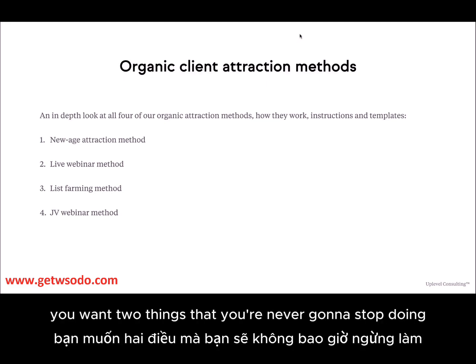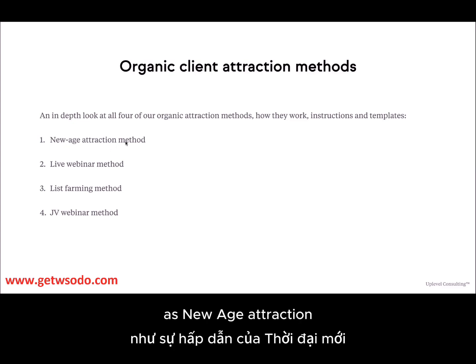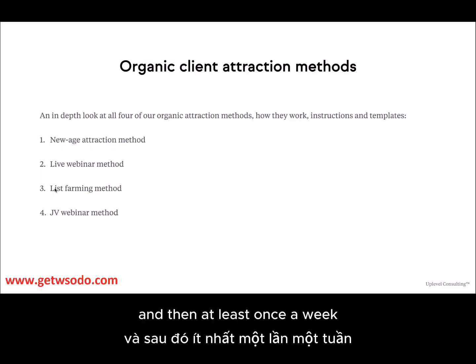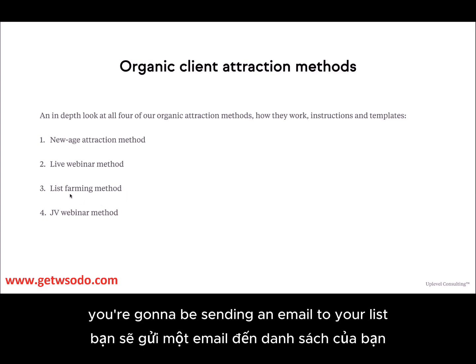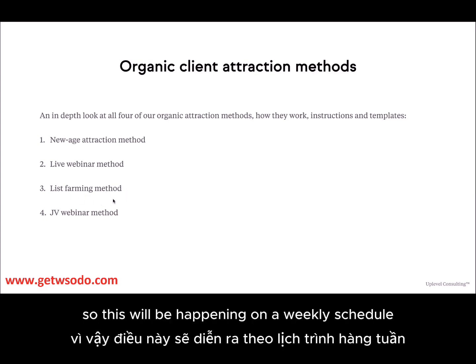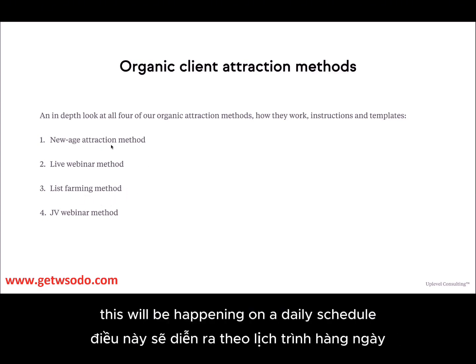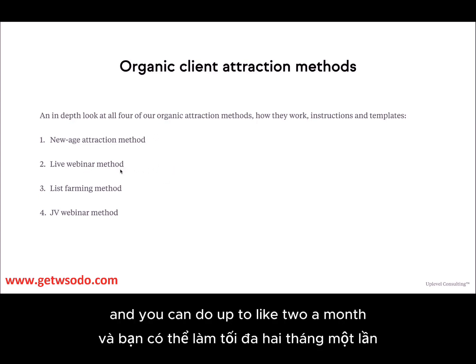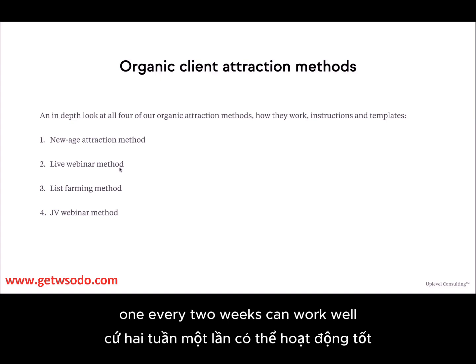You want 2 things that you're never going to stop doing. One is New Age attraction. Every day you're going to be doing this. And then at least once a week, you're going to be sending an email to your list. So this will be happening on a weekly schedule, and this will be happening on a daily schedule. Then maybe once a month, you might do a live webinar. And you can do up to like 2 a month. 1 every 2 weeks can work well.